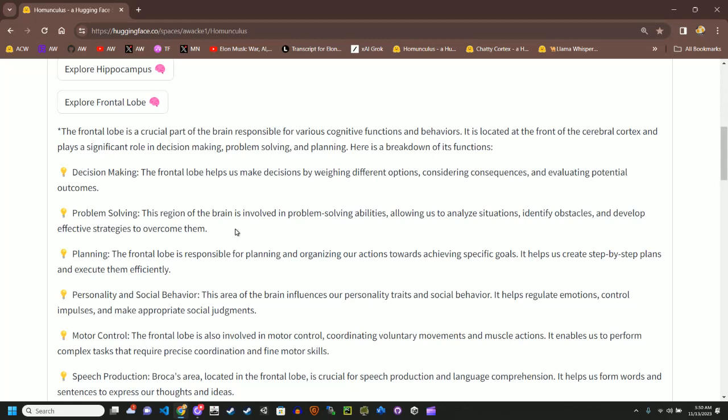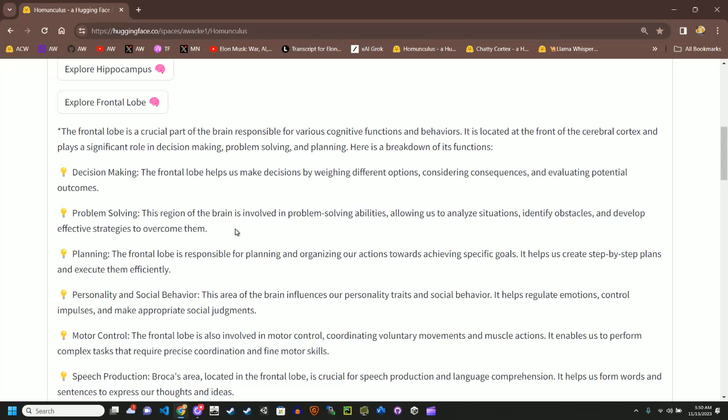Planning: the frontal lobe is responsible for planning and organizing our actions towards achieving specific goals. It helps us create step-by-step plans and execute them efficiently. Personality and social behavior: it influences our personality traits and behavior. It helps regulate emotions, control impulses, and make appropriate social judgments.